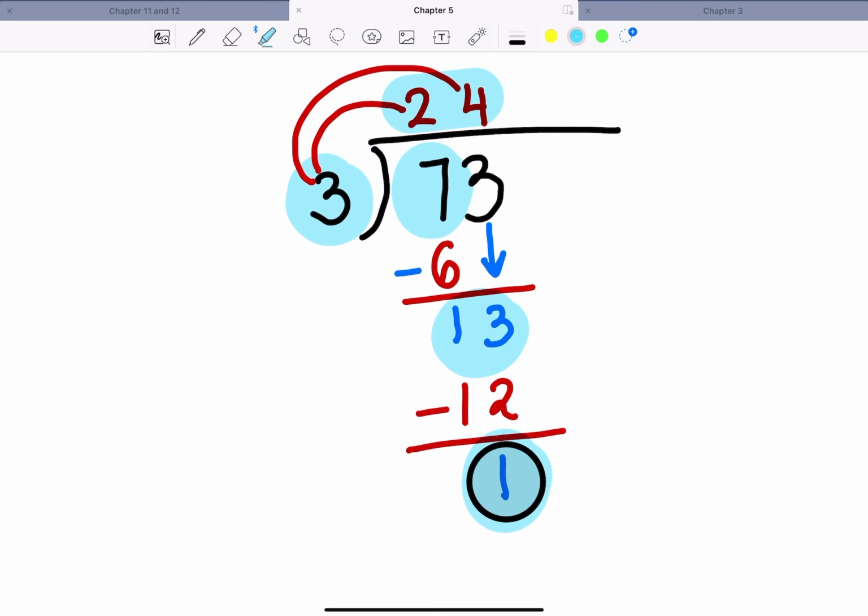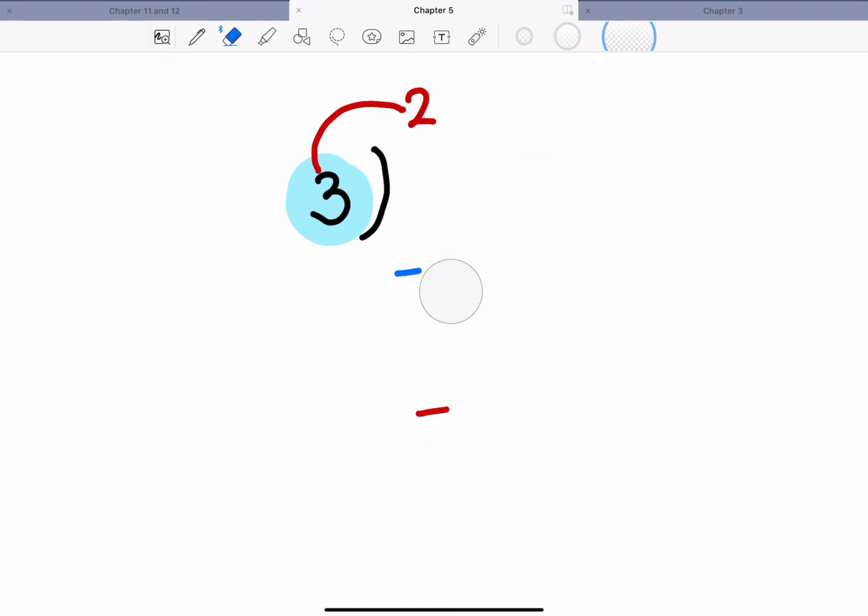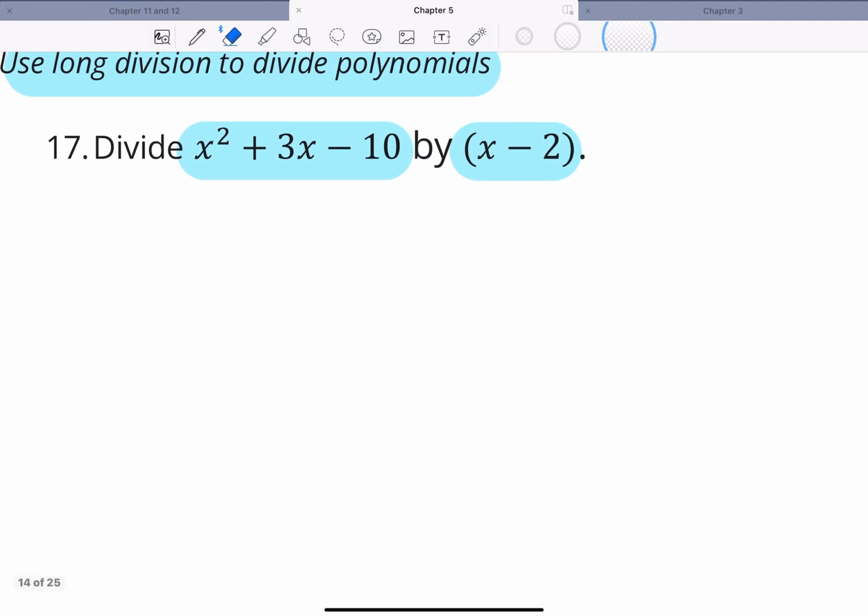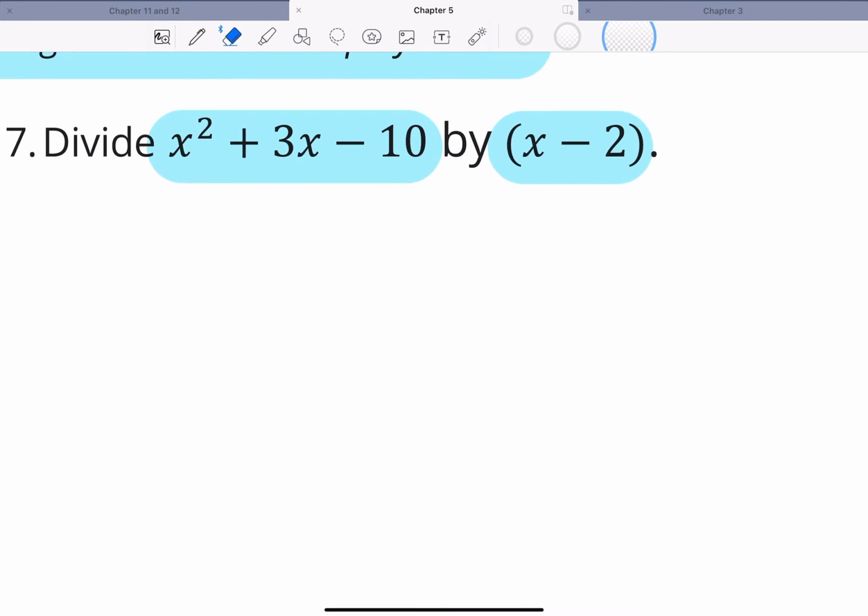And that's how you divide, right? You have your dividend and your divisor, and you make sure to check if you have any remainder. Now let me erase all of this, and let's see how to divide polynomials. Step 1 is to write them down.